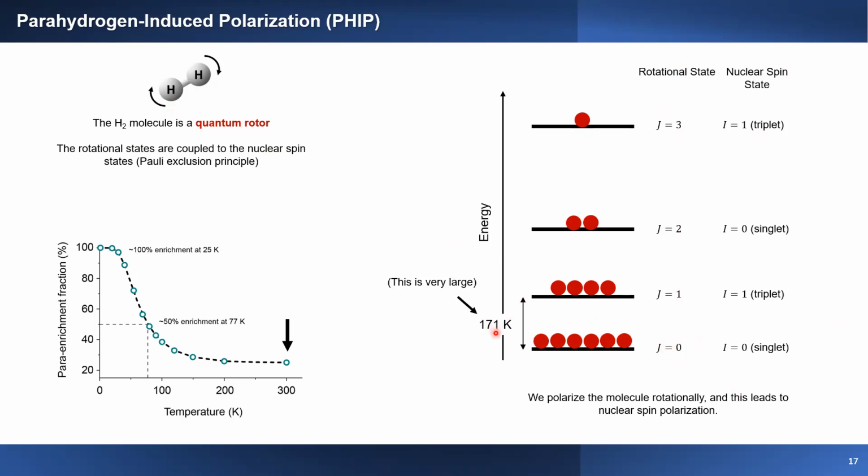And what we see here is that, oh, here we go. This is a very large number, this energy separation here. 170 Kelvin is enormous on an NMR interaction energy scale.